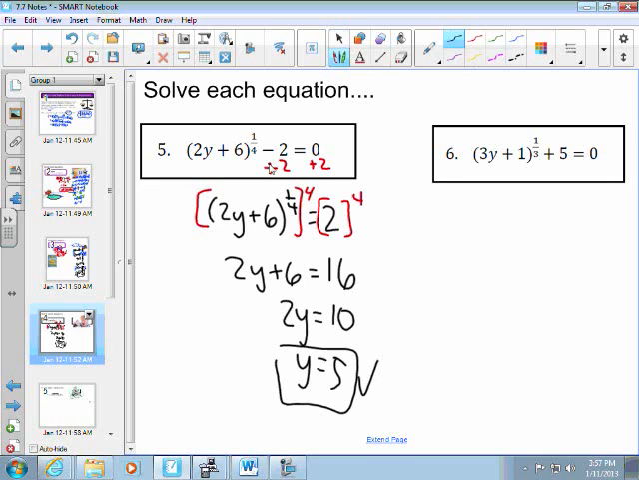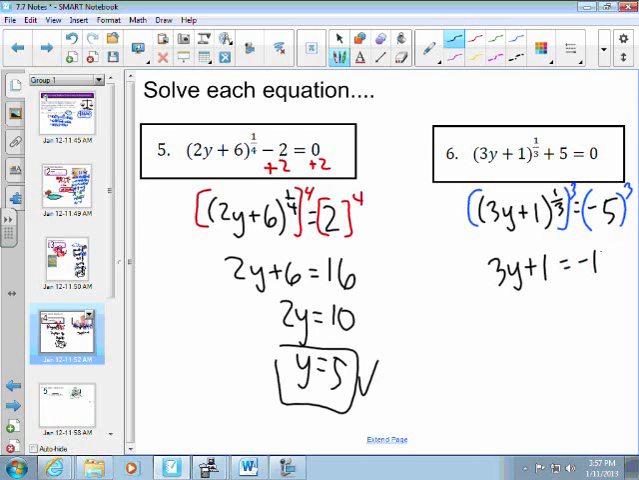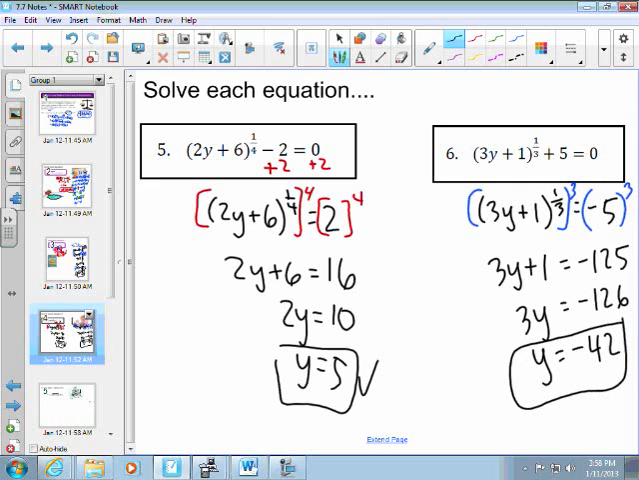All right, let's see what you got. Subtract 5. This one, you want to take both sides to the 3rd power. So cubing both sides, we end up with 3y plus 1 on the left. Negative 5 to the 3rd power should be negative 125. Subtract 1. Get negative 126. Divide by 3. Should have got an answer of negative 42. And it does check out if you plug it back in.